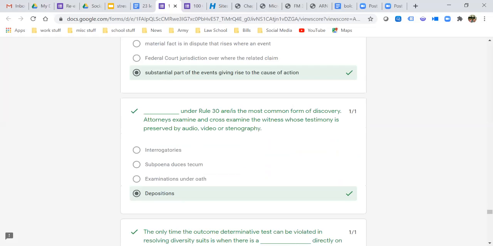Depositions, Rule 30, is the most common form of discovery. Attorneys examine and cross-examine the witness, whose testimony is preserved by audio, video, or stenography.